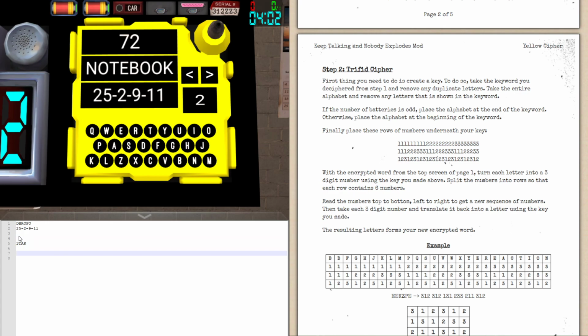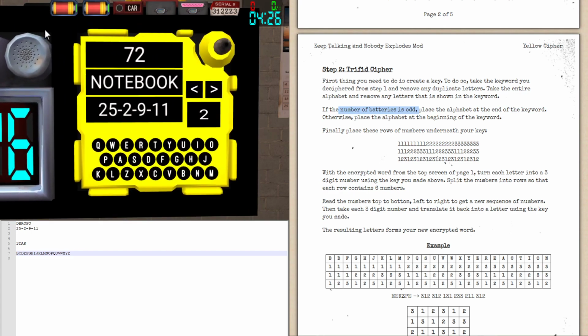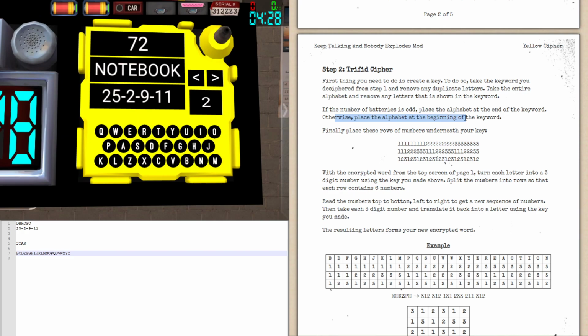Then we're going to get our alphabet here. C, D, E, F, G, H, I, J, K, L, M, N, O, P, Q, R, S, T, U, V, W, X, Y, and Z. And we're going to remove all the letters that are shown in the keyword that we have. So S, T, A, and R. Then, if the number of batteries is odd, which it isn't odd, there are 2 batteries. Otherwise, place the alphabet at the beginning of the keyword, so that way the alphabet is in front.